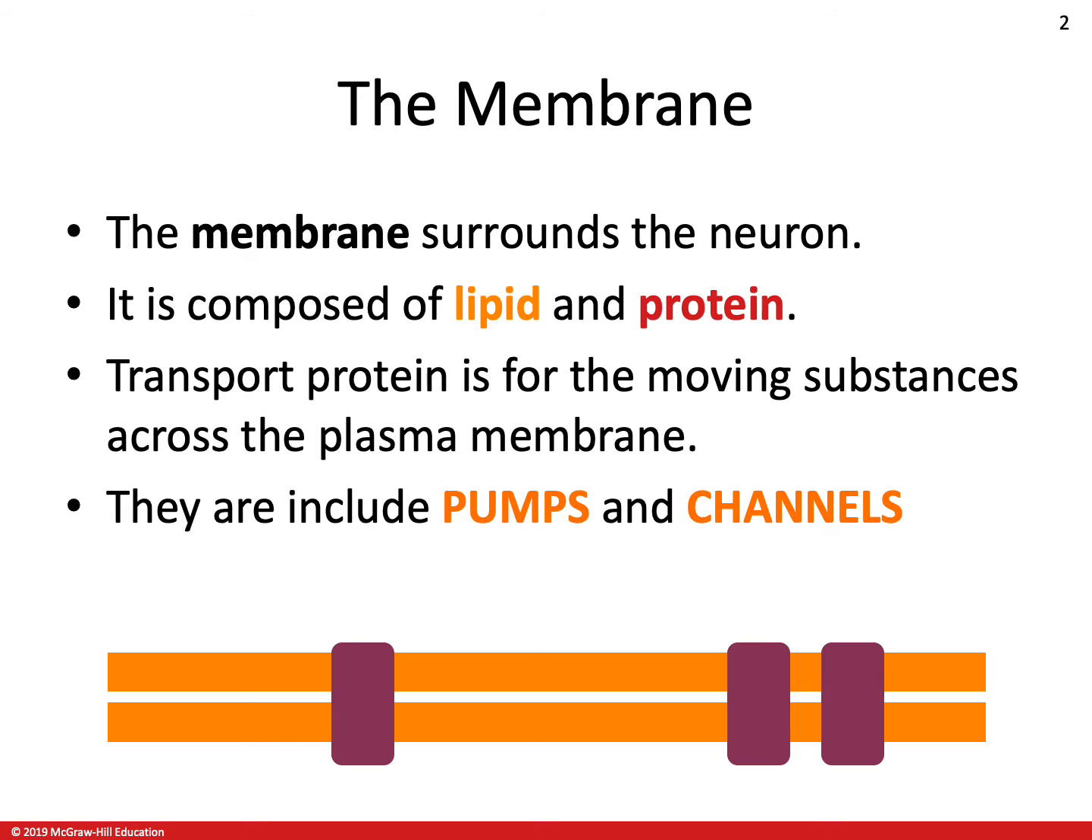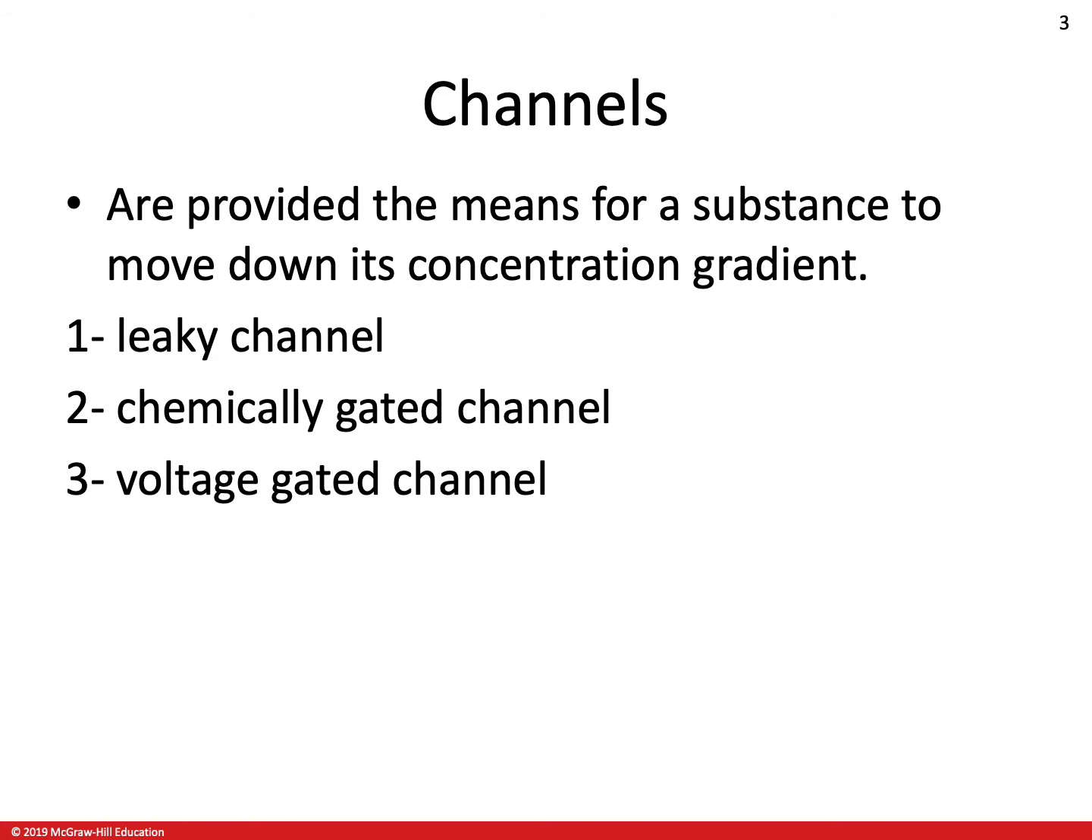In the picture on this slide, you can see the phospholipid bilayer in the cell membrane. And in this bilayer, you can see scattered transport proteins. Some of them are pumps and some of them are channels. Channels provide a pathway for a substance to move down its concentration gradient.